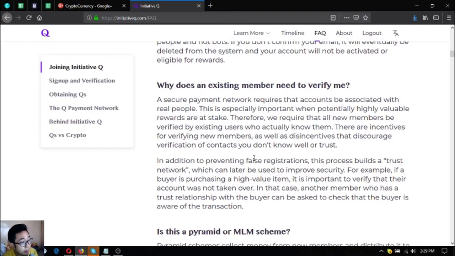In addition to preventing false registrations, this process builds a trust network, which can later be used to improve security. For example, if a buyer is purchasing a high-value item, it is important to verify that their account was not taken over. In that case, another member who has a trust relationship with the buyer can be asked to check that the buyer is aware of the transaction.